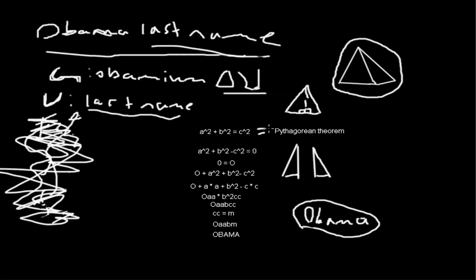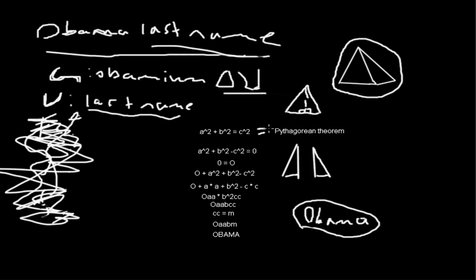And so we're just going to kind of expand everything to O plus a times a plus b squared minus c times c. And the Obamas are very, very, very tricky. So what you're gonna do is remove all positive and negative symbols. So that will give you OAA b squared cc.